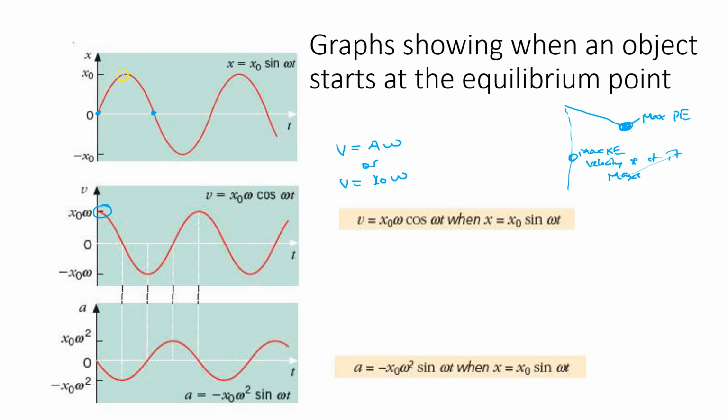When the object is at the amplitude for a sine graph, that is when it's going to have zero velocity, because at the maximum amplitude you would expect an oscillating system to come to a stop, which just tells us that there will be no velocity for a period of time. Then that velocity is going to increase and reach back to the maximum again.